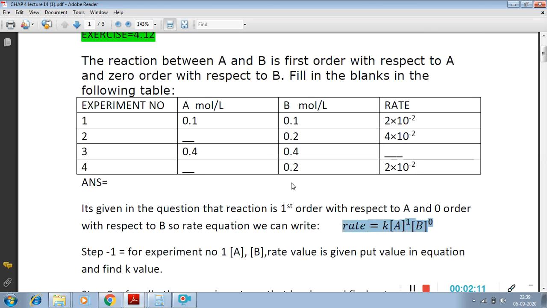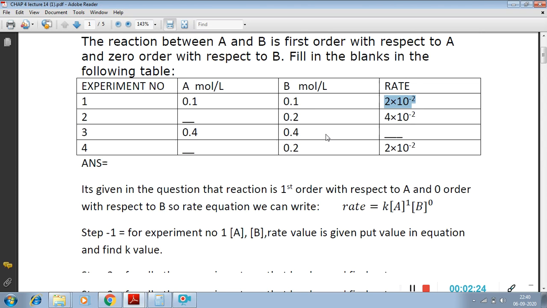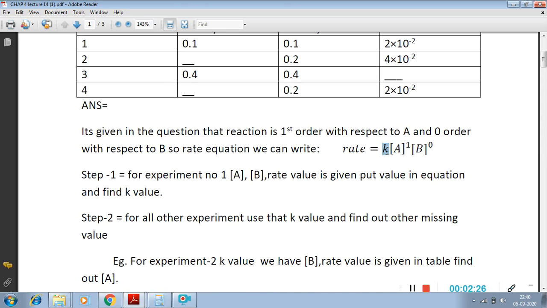Now for the first experiment you can see all three values are given to you: concentration of compound A, compound B, and rate. Only K is missing. So what you have to do here, for experiment number 1, concentration of A and B and rate is given to you. Put those values in the equation and find out the K value.